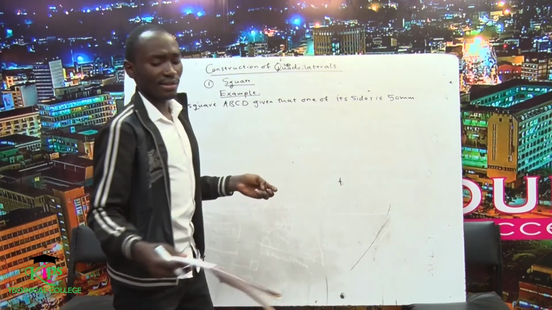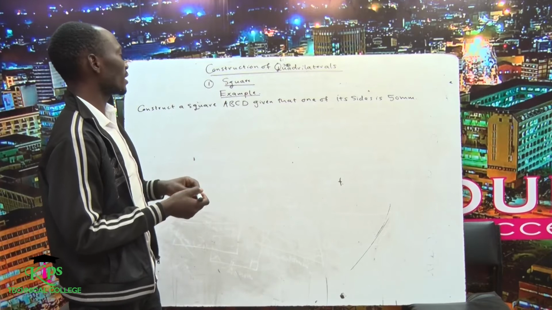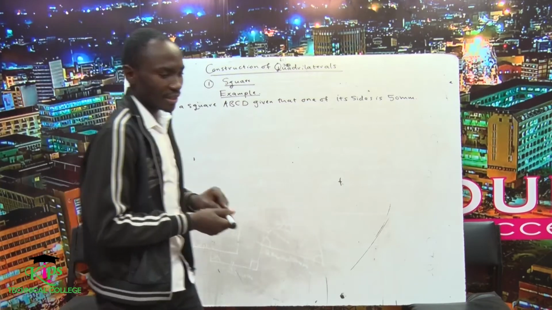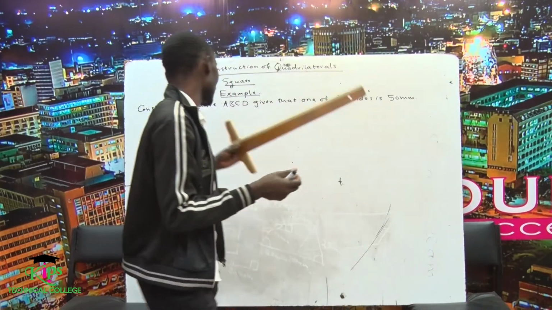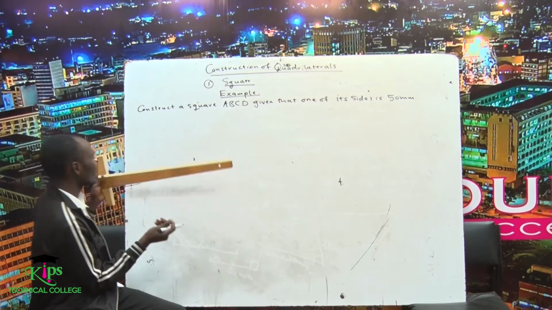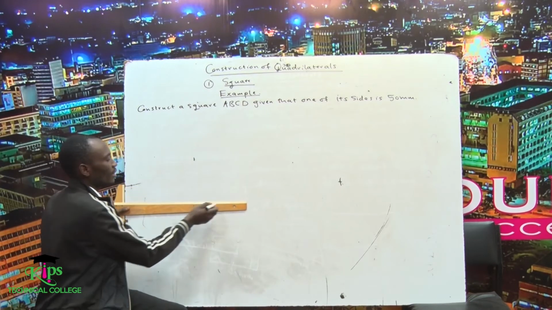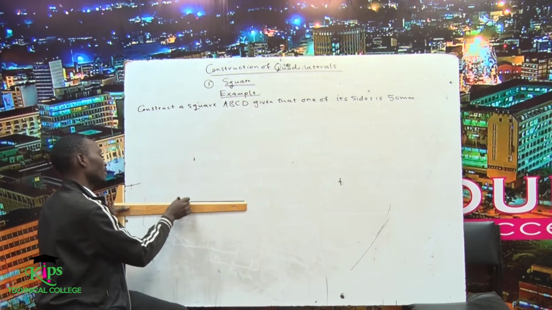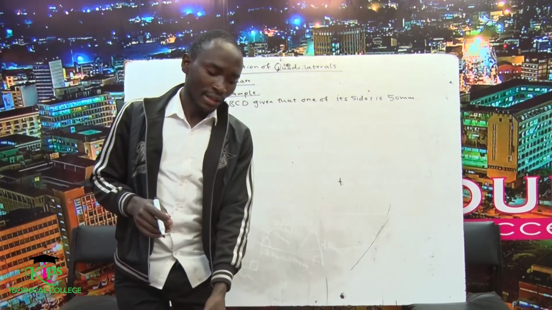Let's handle an example like that. You have been told to construct a square ABCD whereby one of its sides is 50 millimeters. So for instance, like we have been doing, you take up your set square like this, and you can see that it lines along your board. You begin by drawing a line. That is your line.